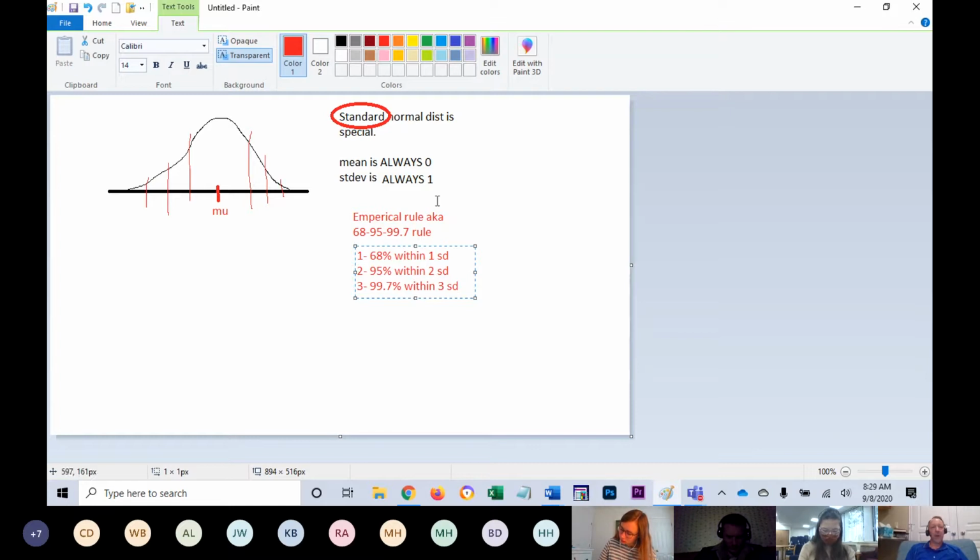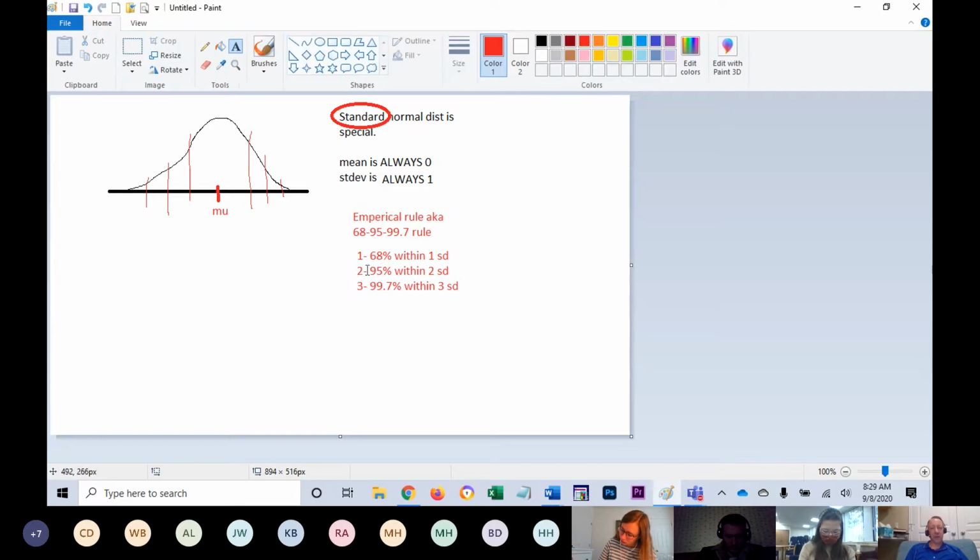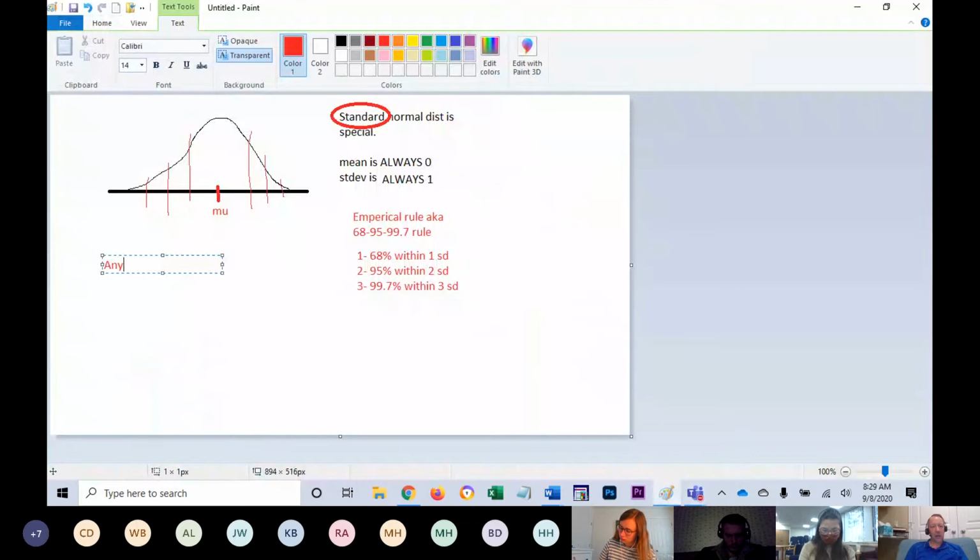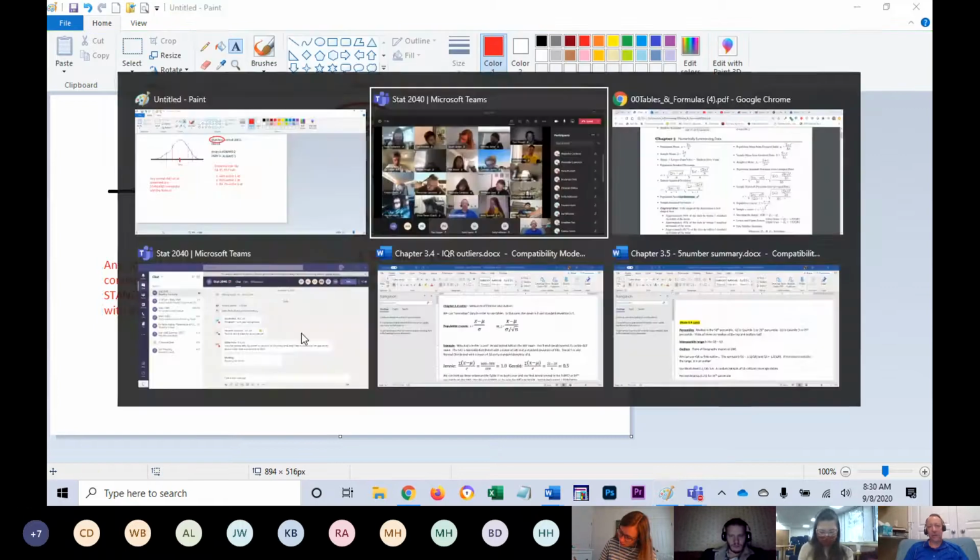Now, there are 2 ways to do these problems, okay? There's the empirical rule, which I've got in red, and then there's the other way. Any normal distribution can be converted to a STANDARD normal distribution with the formula, and I'm going to copy it because it'll be easier.